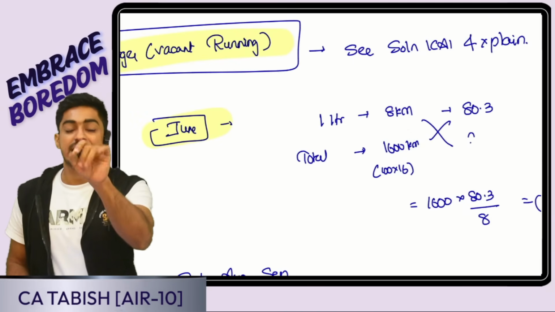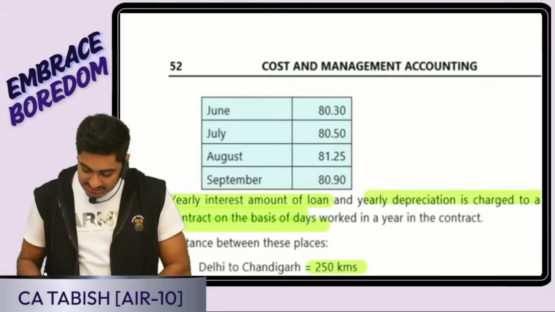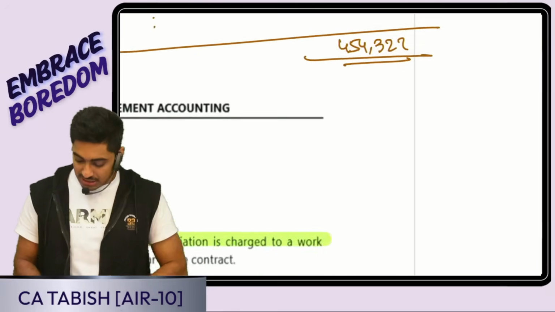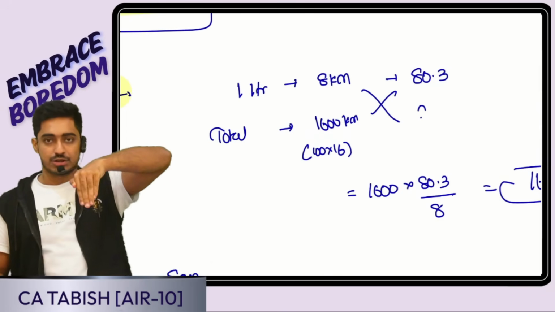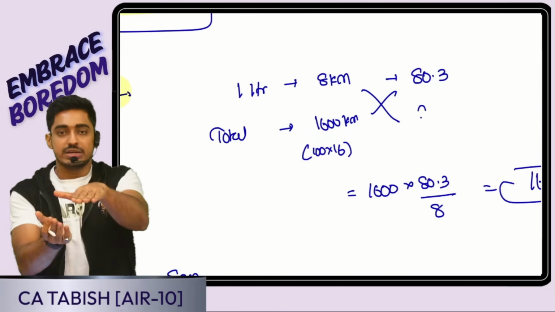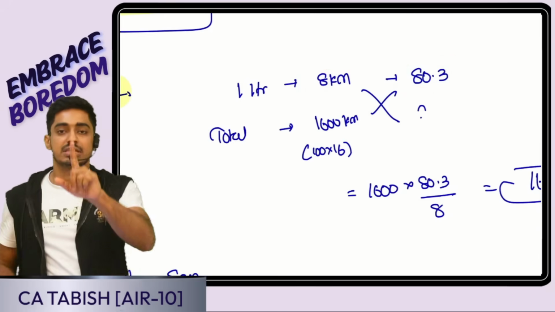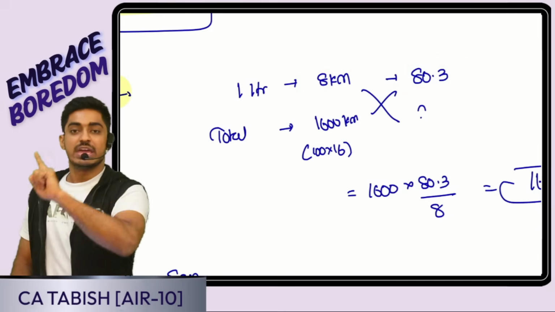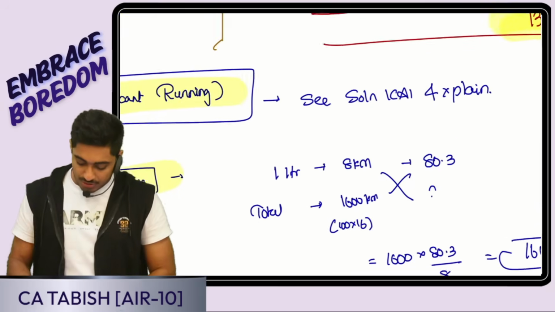Now let me do the calculation for the month of June. In the month of June, how much is the diesel cost? 80.3. So can I tell, okay boss, 1 liter of diesel I put in the truck, the truck can go for 8 kilometers. For 8 kilometers, how much is the cost? 80.3. Yes or no?